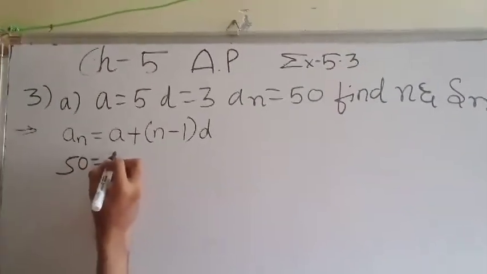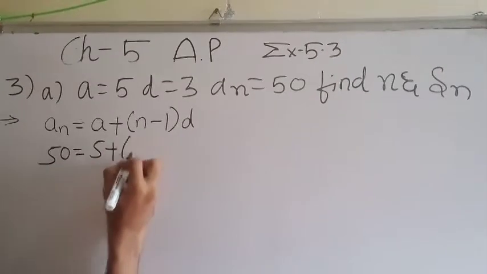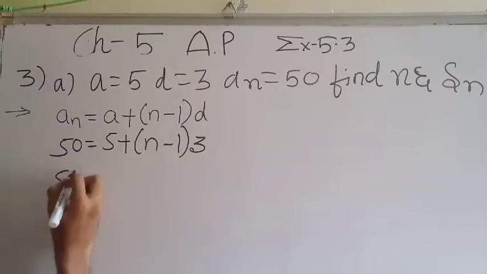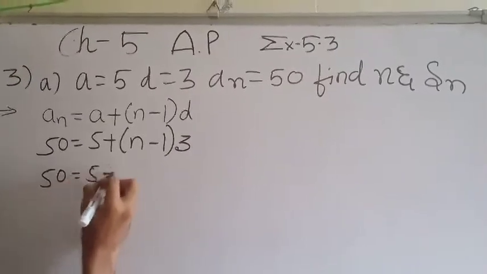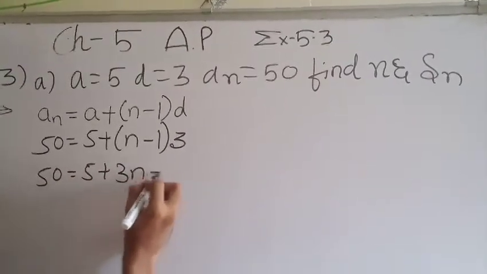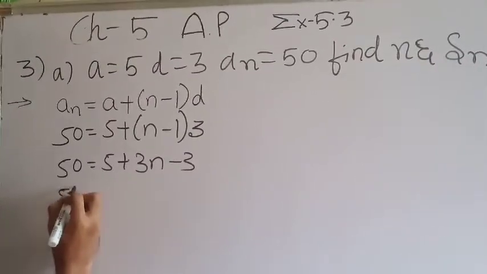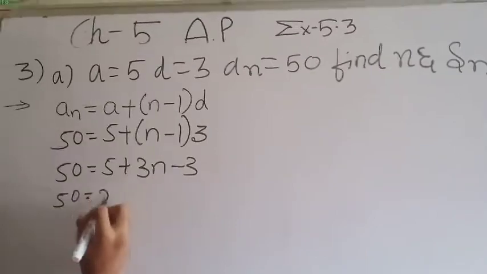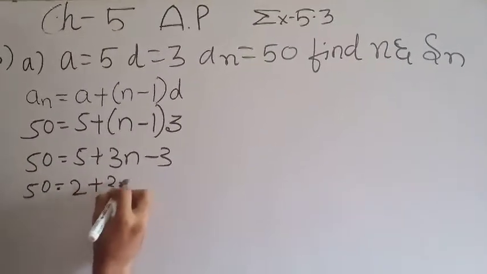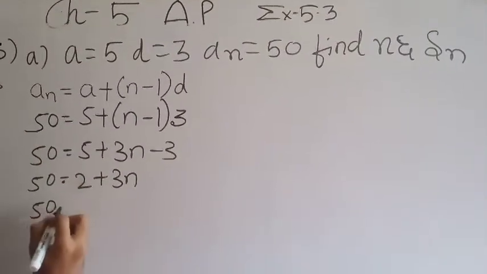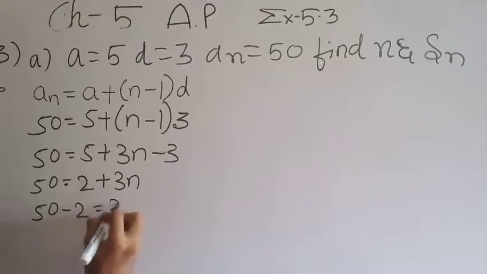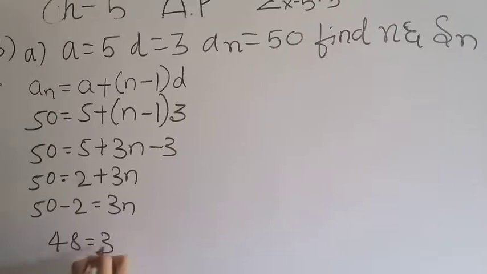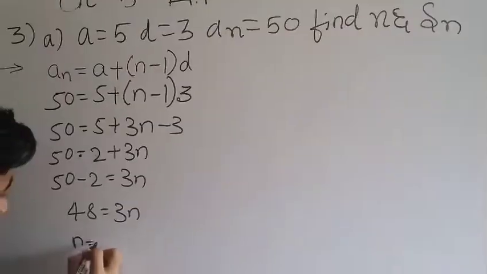Third one, 5.3, third one. In the first one they are given the A value and the D value and the AN value. AN equals 50. And we have to find out N and SN. See there, they are not given the N value. We are finding the value of N by the general formula. AN equals A plus N minus 1 into D. AN equals 50, A equals 5, and n minus 1 into D is 3. They are given the value of D there.